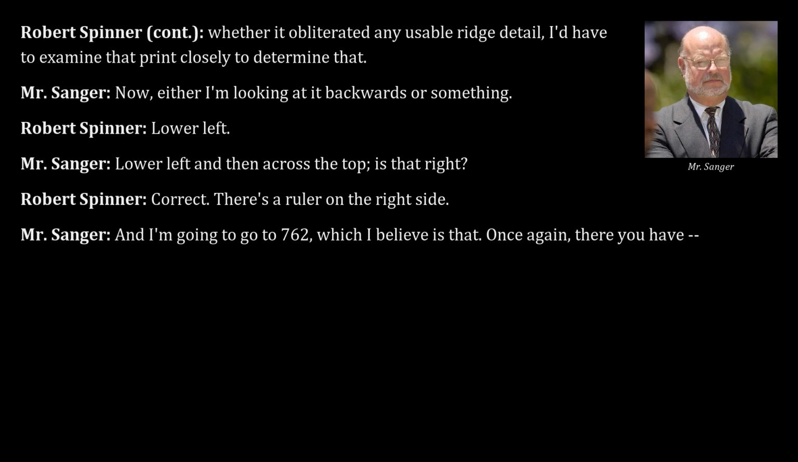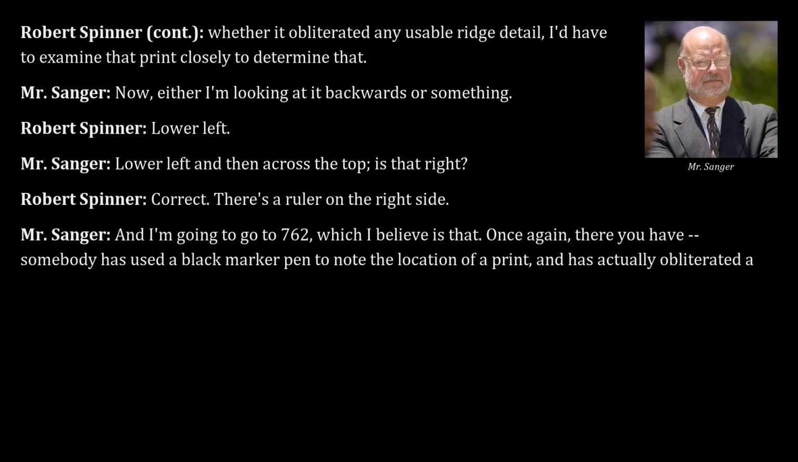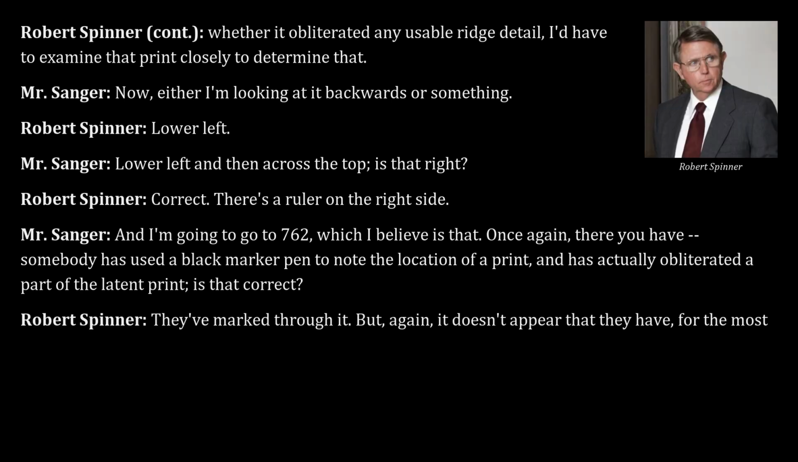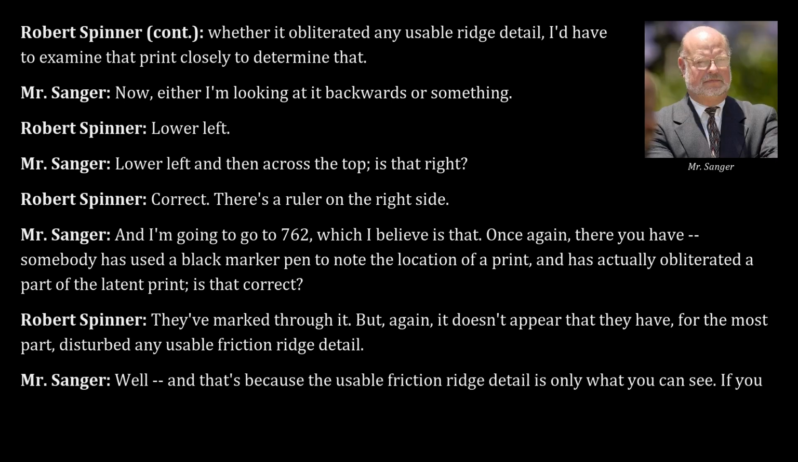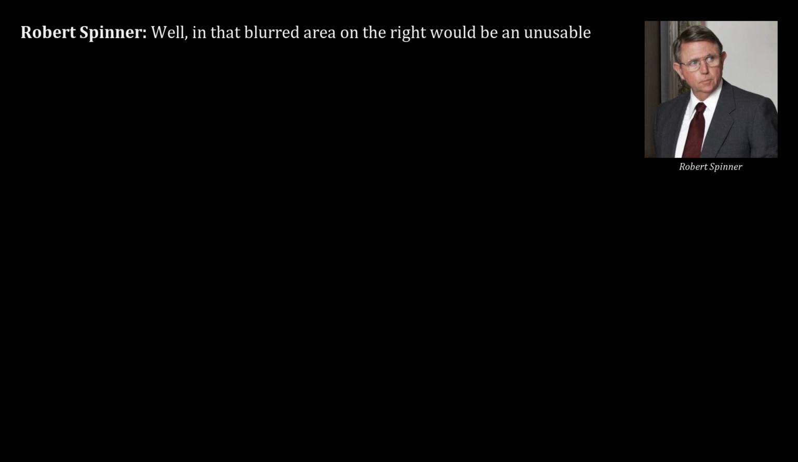And I'm going to go to 762, which I believe is that. Once again, there you have somebody has used a black marker pen to note the location of a print, and has actually obliterated a part of the latent print. Is that correct? They've marked through it, but, again, it doesn't appear that they have, for the most part, disturbed any usable friction ridge detail. Well, and that's because the usable friction ridge detail is only what you can see. If you can't see under it, you don't know what's under there, right? Well, in that blurred area on the right would be an unusable area anyway.